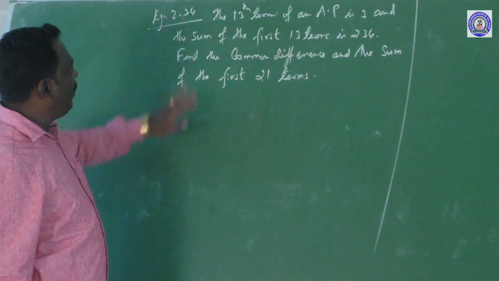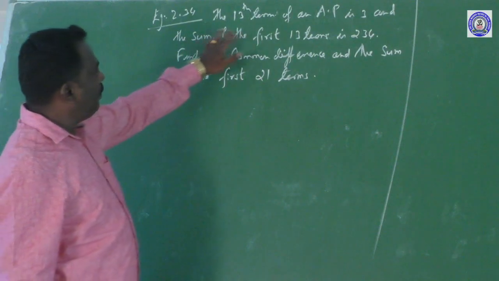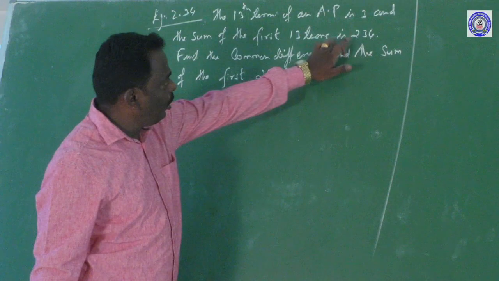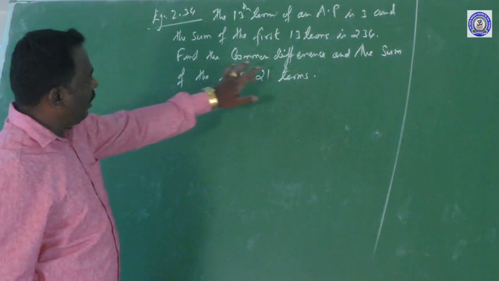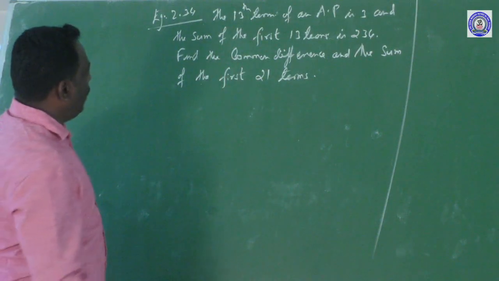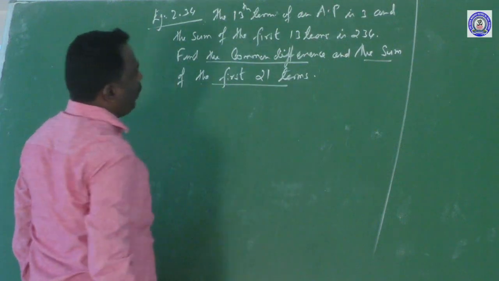Example number 24. It is also one of the important questions. The 13th term of an AP is 3. The sum of the first 13 terms is equal to 234. Find the common difference and the sum of the first 21 terms.